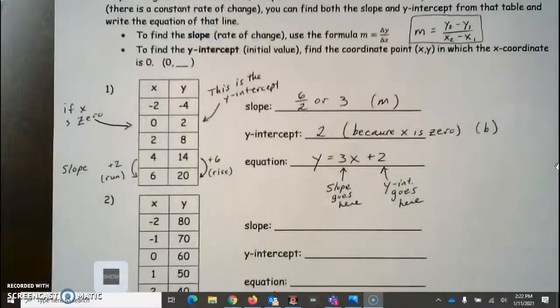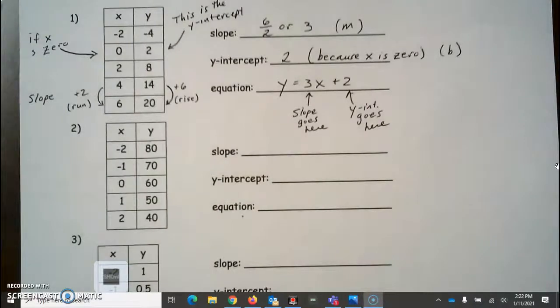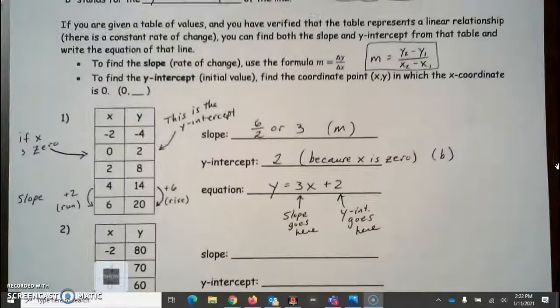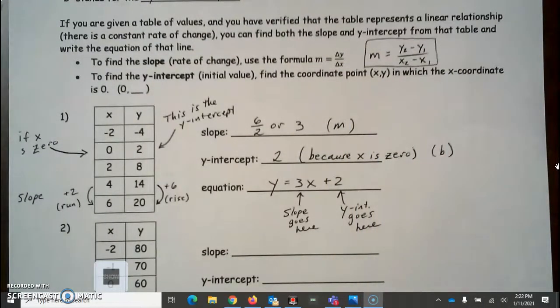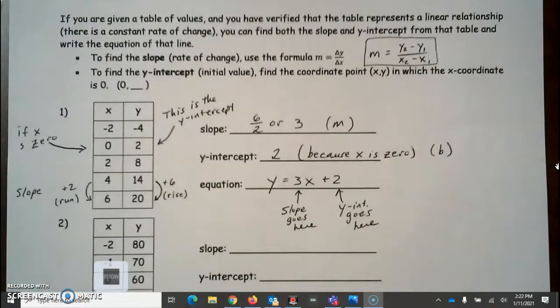After that, you're going to have to do basically the same thing, except you're going to have tables, XY tables. Now, the directions say verify that it's linear, like we did in the last assignment. Remember, we'd go all the way down the table and see if it was doing the same thing. You don't have to do that. These are linear. So again, we still need slope and y-intercept. So this first one's all done.